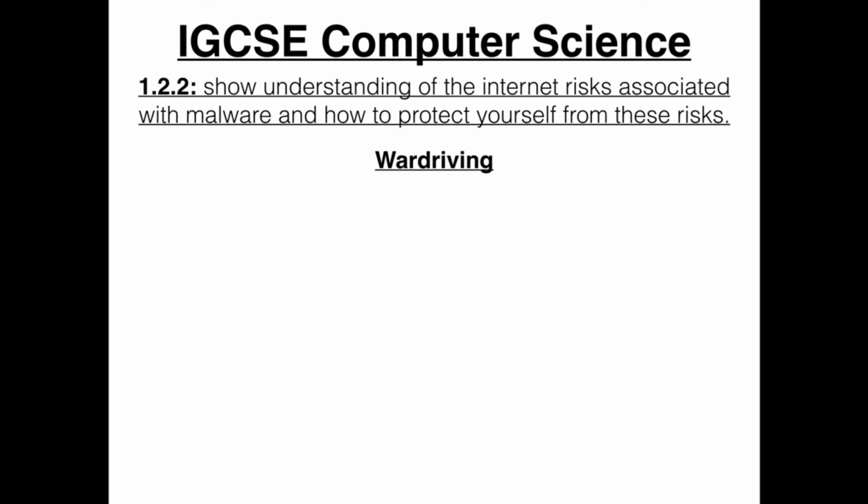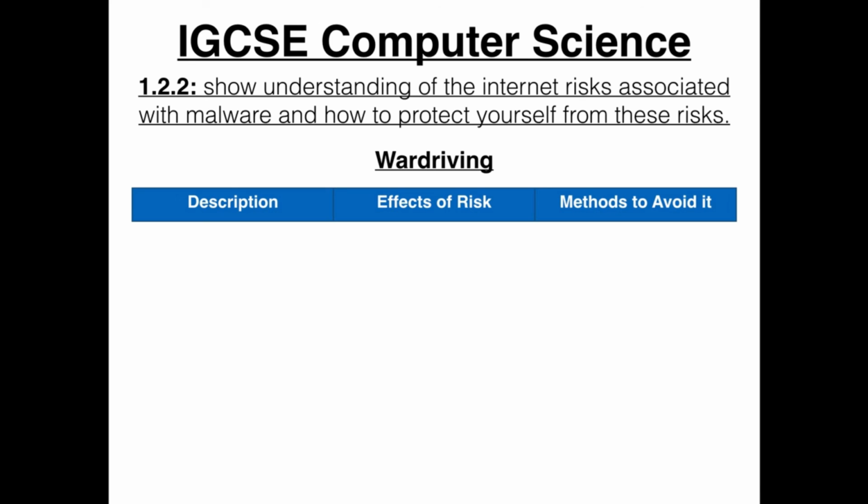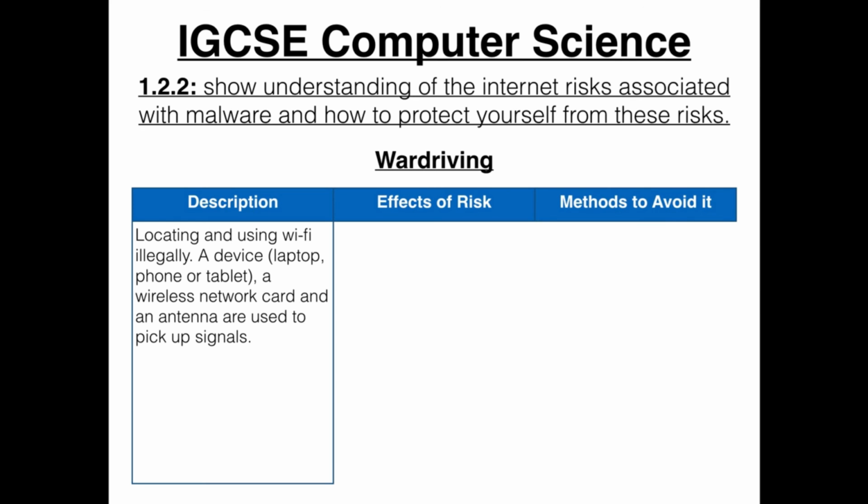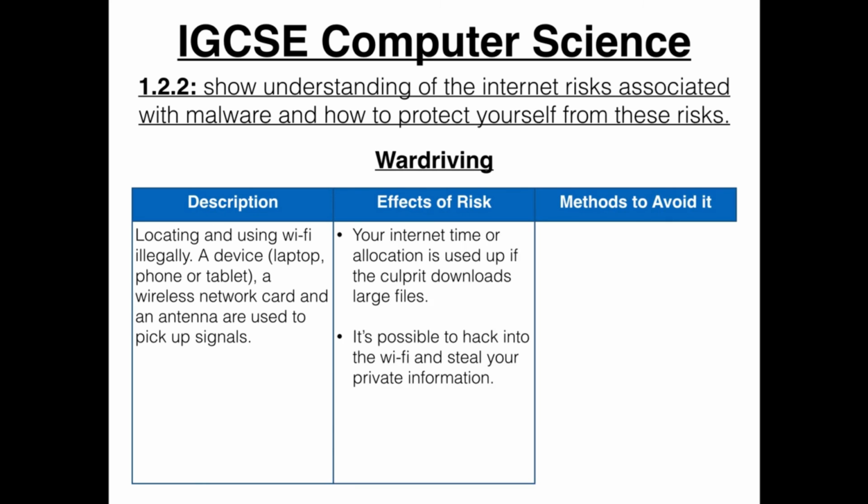There's also war driving. So war driving is a little bit different from the other three. The risks are quite a lot different actually. War driving is the act of locating and using Wi-Fi illegally. So a laptop, phone, or tablet, and this is what you need: a wireless card and an antenna. The three of these are used to pick up signals. So basically, a person drives around like an office building, and tries to get access to their network.